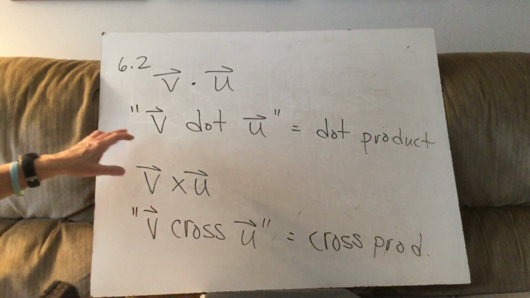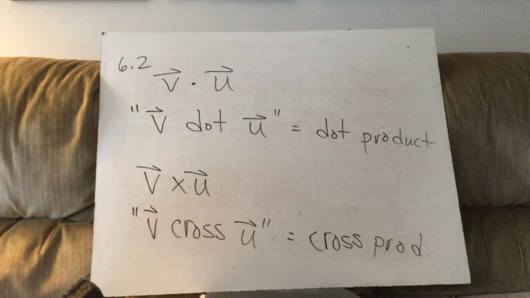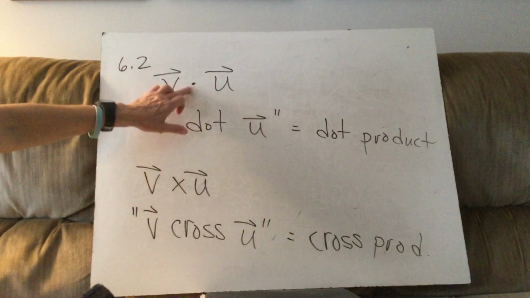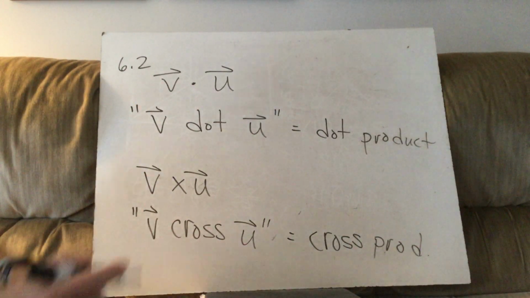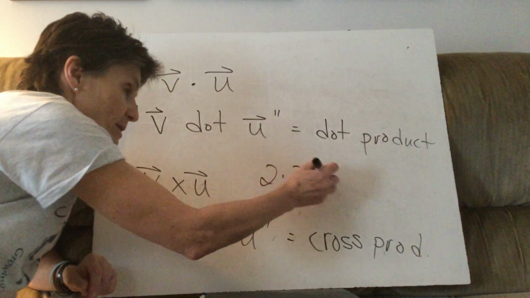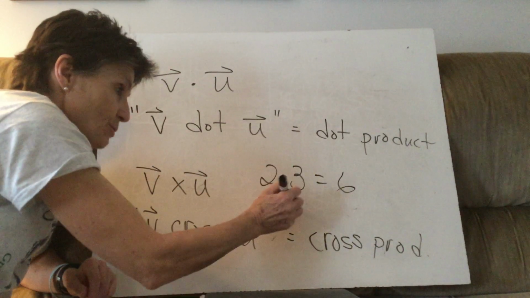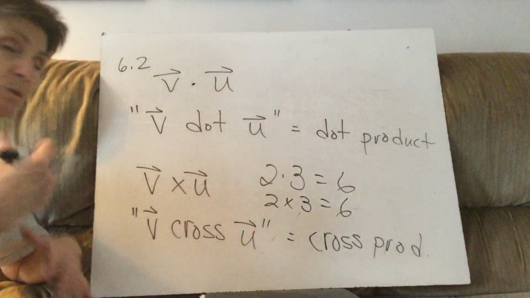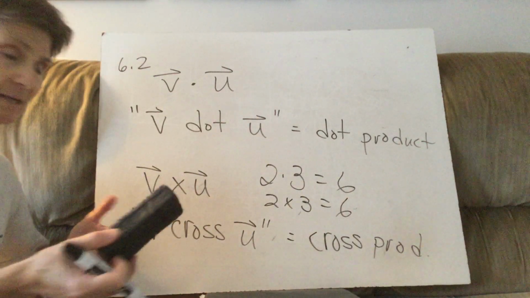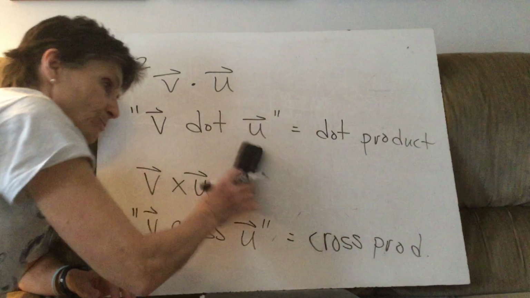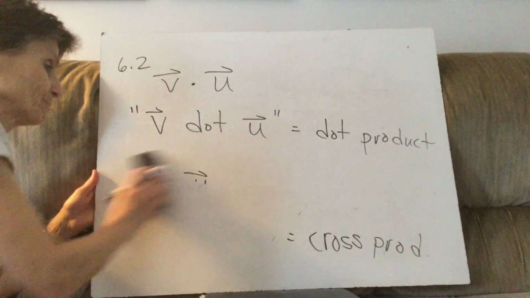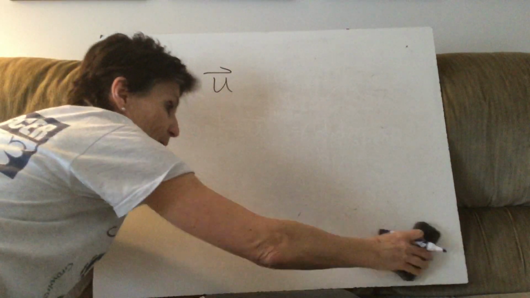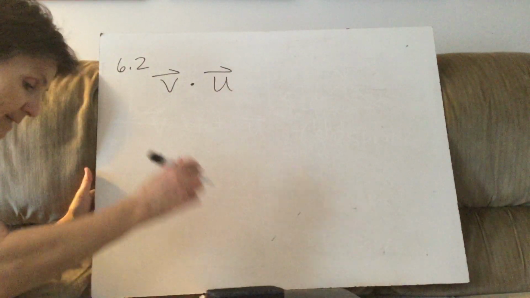So you might want to just make a little note of this, that these symbols mean different things in vectors. In regular math, if I said 2 times 3, you would say 6. So in regular arithmetic, they mean exactly the same thing. But in vector land, we have to get used to them meaning different things. Okay, so how do we do the dot product?